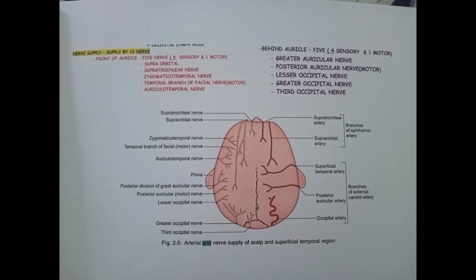Then comes the nerve supply. In front of the auricle and behind the auricle there are 5. 4 are sensory and 1 is motor. So in front of the auricle are supraorbital, supratrochlear nerve, zygomaticotemporal nerve, temporal branch of facial nerve and auriculotemporal nerve. And behind the auricle are posterior auricular nerve, lesser occipital nerve, greater occipital, third occipital and greater auricular nerve.